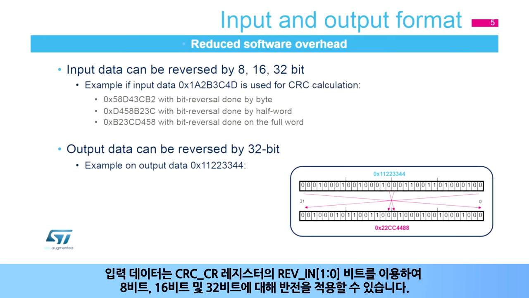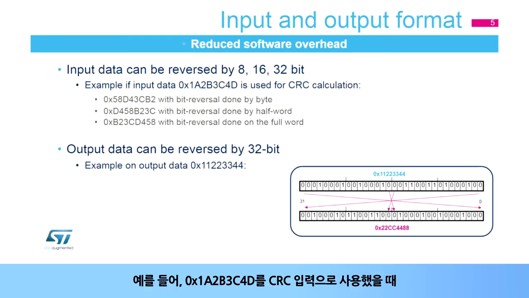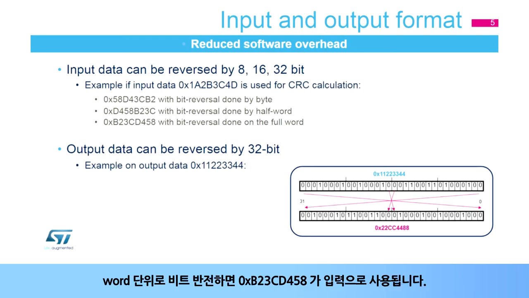The input data can be reversed and performed on 8 bits, 16 bits, and 32 bits, depending on the REV_IN[1:0] bits in the CRC_CR register. For example, input data 0x1A2B3C4D is used for CRC calculation as 0x58D43CB2 with bit reversal done by byte, 0xD458B23C with bit reversal done by half word, or 0xB23CD458 with bit reversal done on the full word.